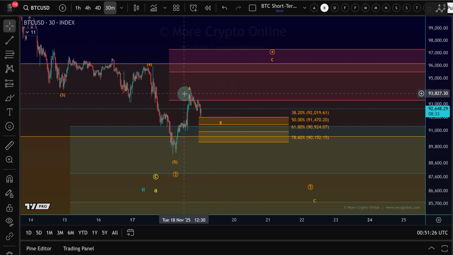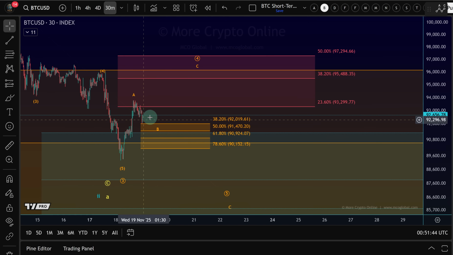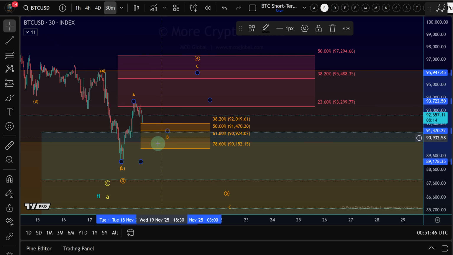But anyway, I'd like to see that broader wave 4. Oh yeah, I was talking about the 4 levels. So 90,152, 90,924, 91,470, and 92,020. So watching this area, and if we can possibly bounce, maybe after a little bit further downside, we'll see, but this is the zone, then the market could reach the 95,488 to 97,300 area, basically the upper half of that resistance area.